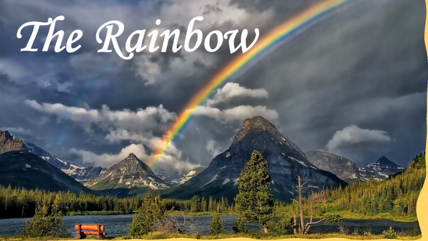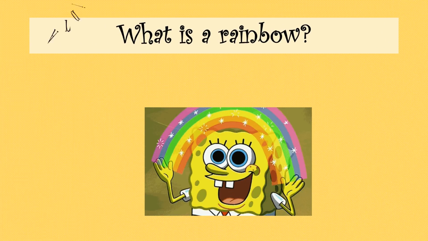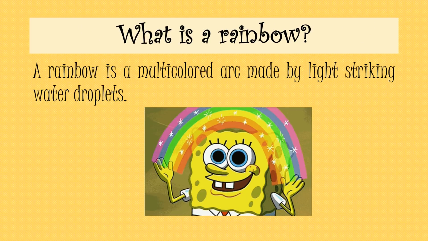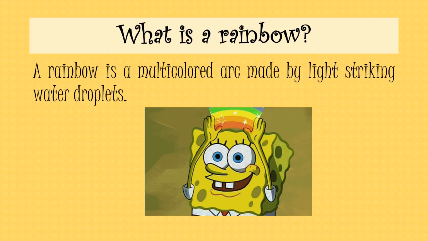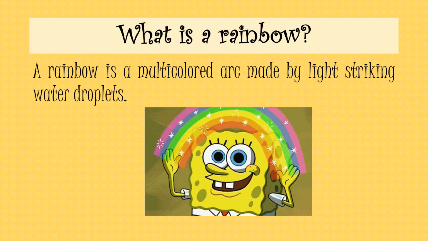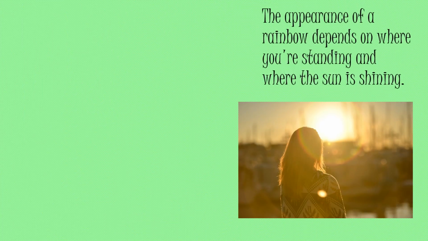First, I want you to know what exactly is a rainbow. A rainbow is a multicolor arc made by light striking water droplets. It is in fact a full circle of light. However, due to most people viewing a rainbow on the ground, we only see a semicircle of the original rainbow.